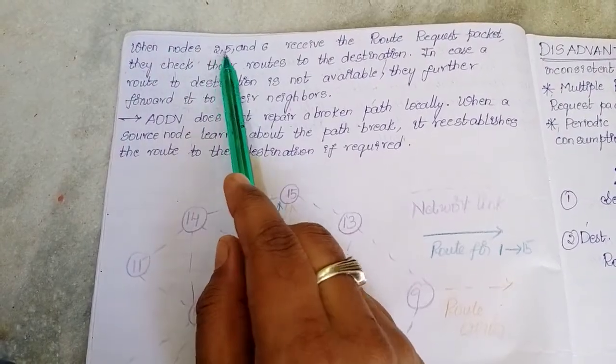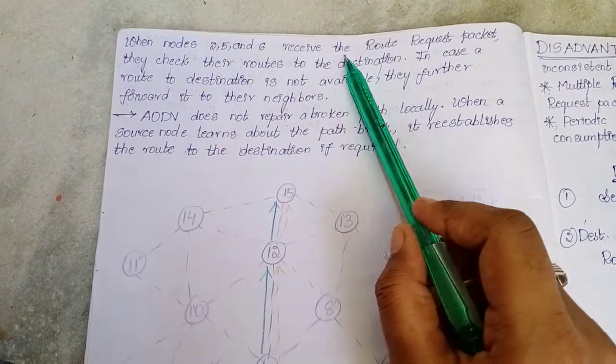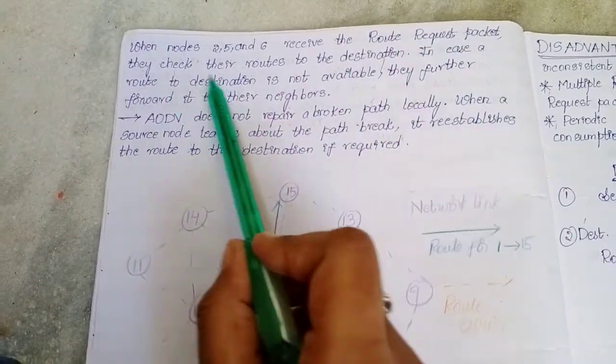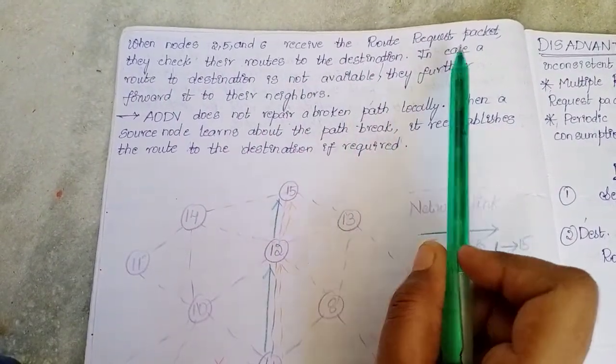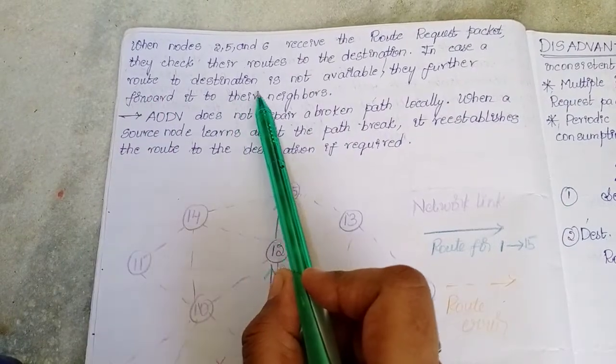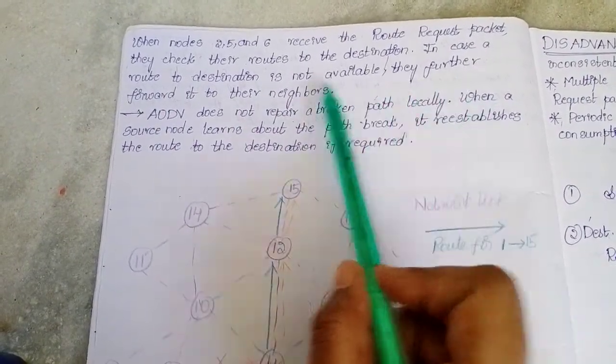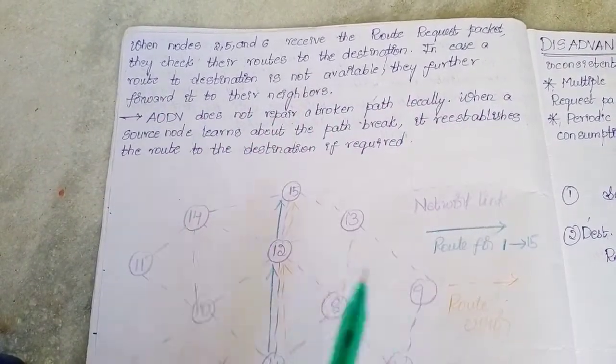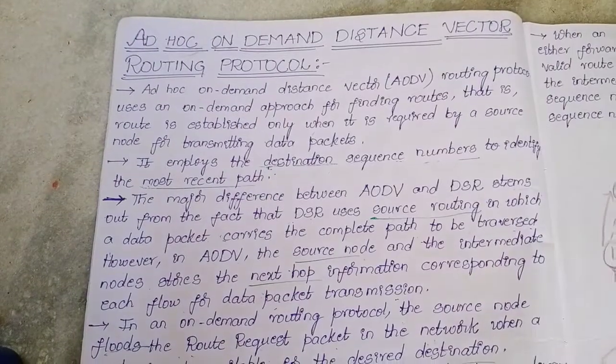When nodes 2, 5 and 6 receive the route request packet, they check their routes to the destination. In case a route to the destination is not available, they further forward it to the neighbors. I'll again explain with this example.